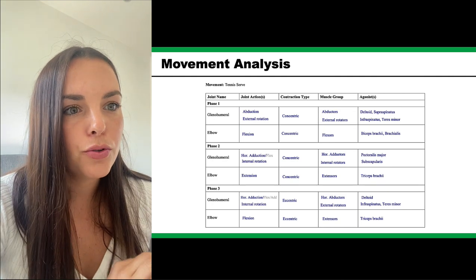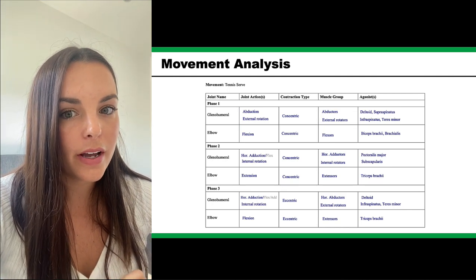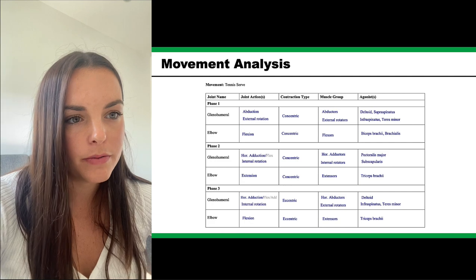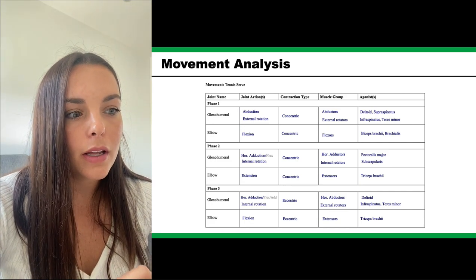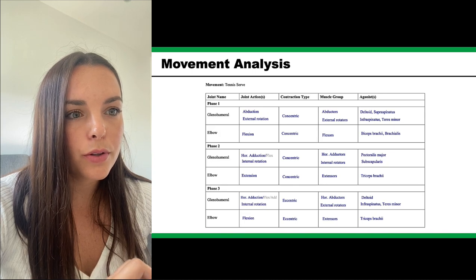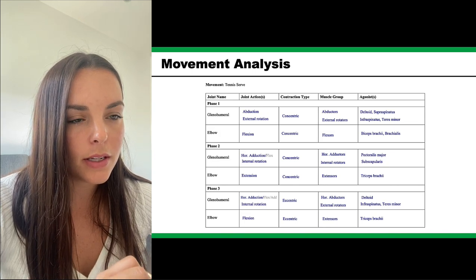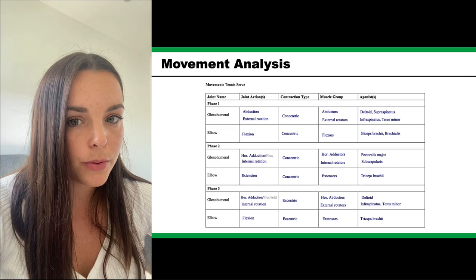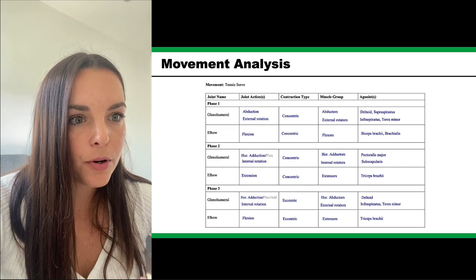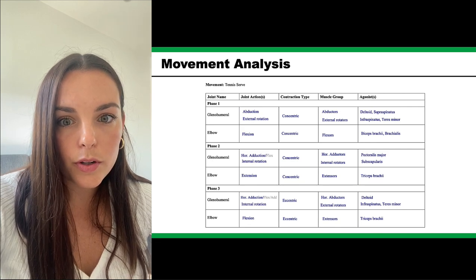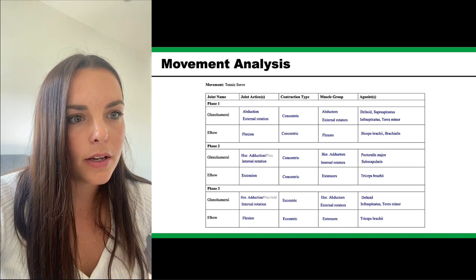Alright guys, so let's talk through this. Now I know this is one of the harder ones that we've done, particularly because it includes the glenohumeral joint, but let's talk through these answers and see how we went. So there's a few things going on here.